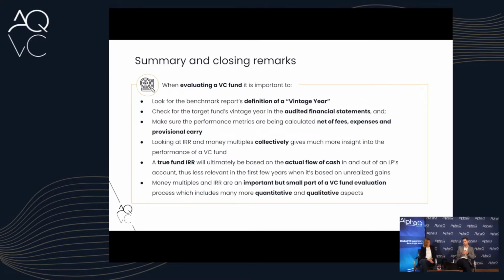these unrealized holdings. And then lastly, I would say that money multiples and IRR are important, but only one factor of evaluating a venture fund. It's a whole process which includes many other both quantitative and qualitative aspects. On the quantitative side, you also need to look at loss ratios, fund model, portfolio construction, holding percentages, and so on. And on the qualitative side, you need to do a lot of reference calls with CEOs, LPs, co-investors.